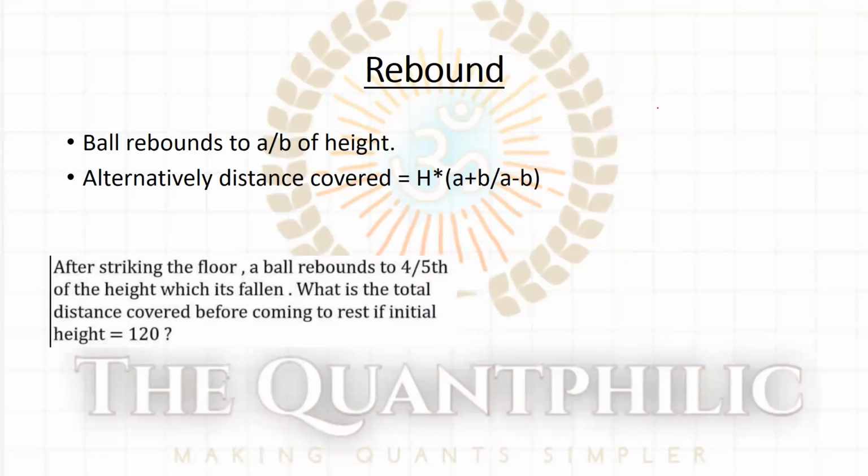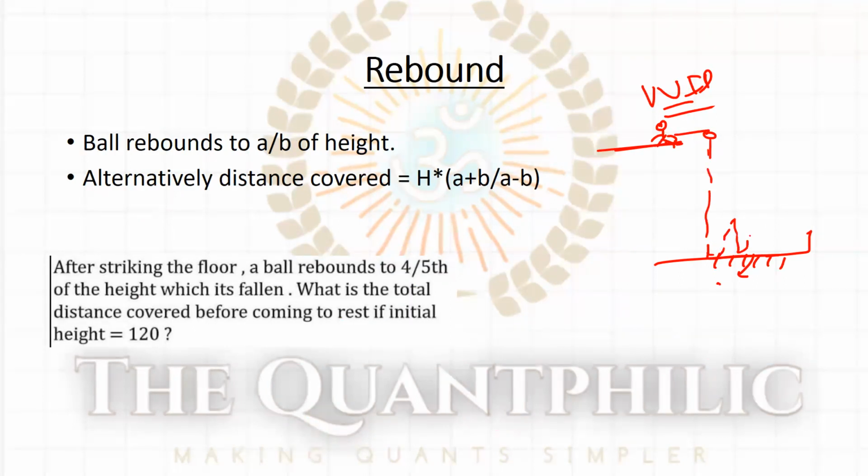Now, this is also very, very, very important. The question is, there are cases where from a particular height, this is the ground level, this is the ground, and from here a man is standing and dropping a ball. He drops a ball from here, so the ball will rebound in such a manner. The question is, how much distance will the ball cover before coming to rest? So you can use a direct shortcut: h times (a plus b) upon (a minus b).